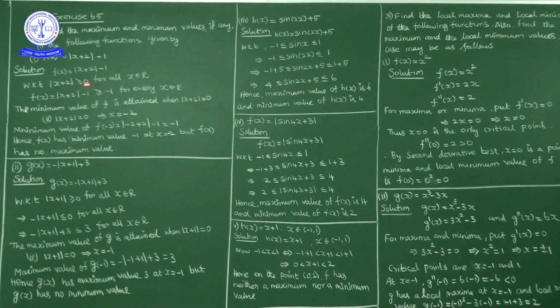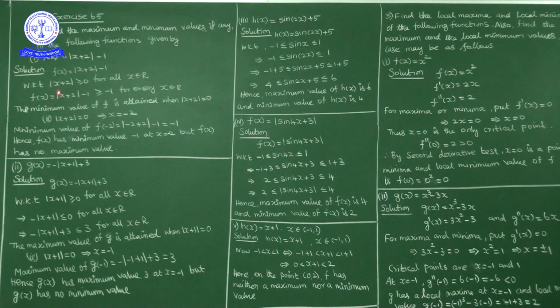Now add minus 1 on both sides. So we get mod x plus 2 minus 1 greater than or equal to 0 minus 1, which is minus 1. So f of x equal to mod x plus 2 minus 1 is greater than or equal to minus 1 for every real number, meaning f of x is always greater than or equal to minus 1. Now f of x greater than or equal to minus 1 means the minimum value of f of x is minus 1 and the maximum value can be anything.